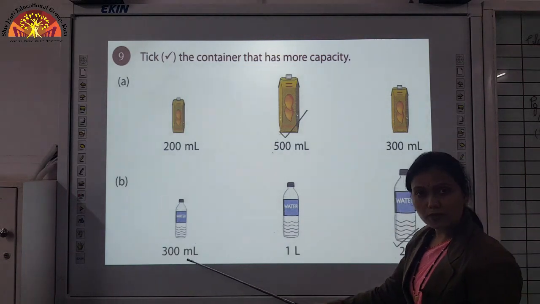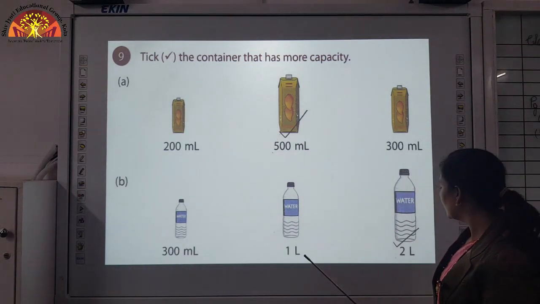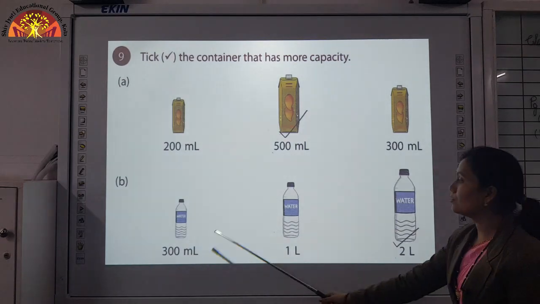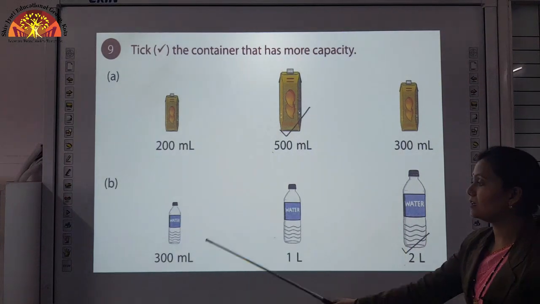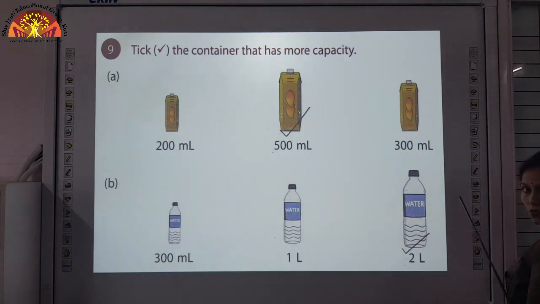B. 300 milliliter, 1 liter, 2 liter. Now here you can see 2 liter has more capacity than these two. So we will take this one.